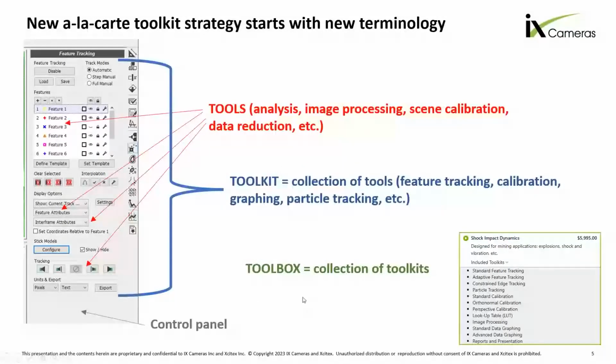And to make purchasing easier, we can bundle these toolkits to create toolboxes. If you're going in to visit a customer and that customer is doing animal biomechanics, we can say, oh, here's an animal biomechanics toolbox. This toolbox contains standard calibration, it contains full parametric feature tracking, and so on. But a toolbox is a purchasing option. Toolkits and tools are actually in the software. So you'll hear me talk about, and you'll hear Shane talk about tools, toolkits, and toolboxes.